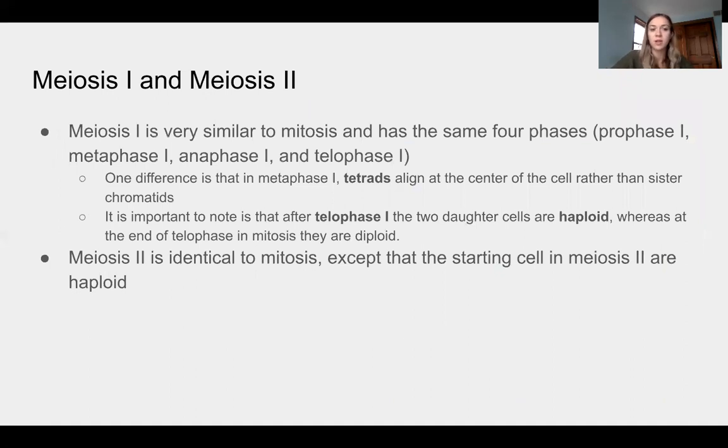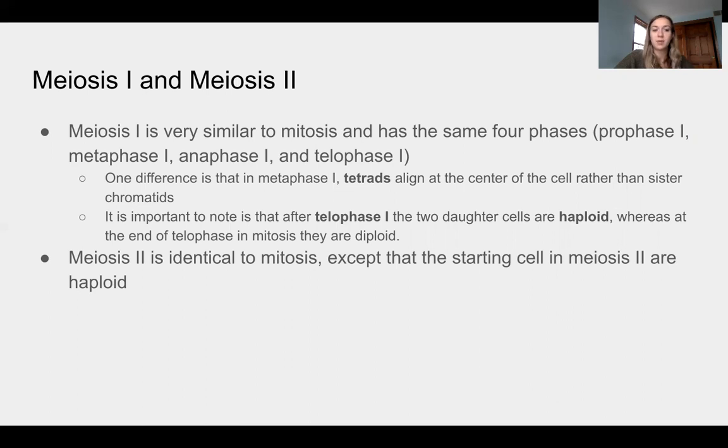So meiosis 1 and meiosis 2 are both pretty similar to mitosis. It's the same 4 phases: prophase, metaphase, anaphase, telophase. But there are a few differences that you should definitely be aware of. One difference is that in metaphase 1, we have tetrads that align at the center of the cell and not sister chromatids. So it's the tetrads that will be pulled apart, and the sister chromatids won't be pulled apart.